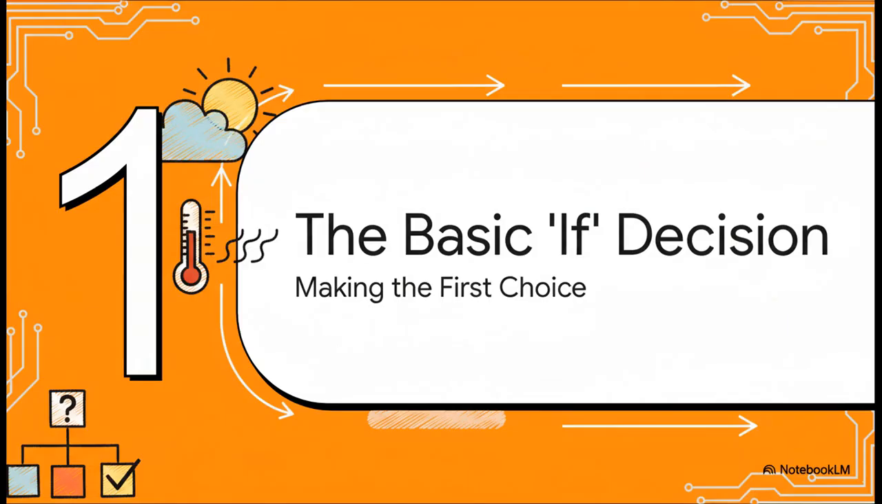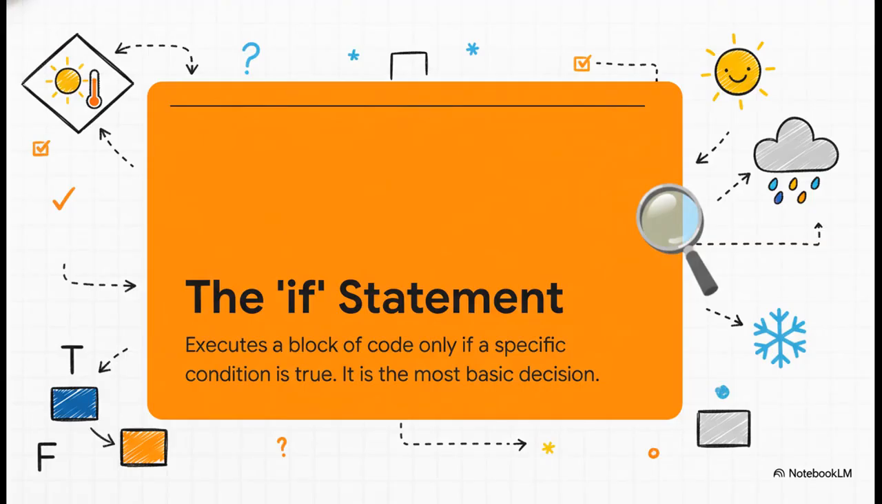Okay, first up in our toolkit is the most fundamental of them all. It's the simple but incredibly powerful if statement. This is ground zero. This is where a computer makes its very first choice. Think of an if statement like a gatekeeper. It's got one simple job: check a condition. If that condition is true, boom, the gate swings open and a specific piece of code gets to run. But if it's false, the gate stays shut and the program just walks right on by.